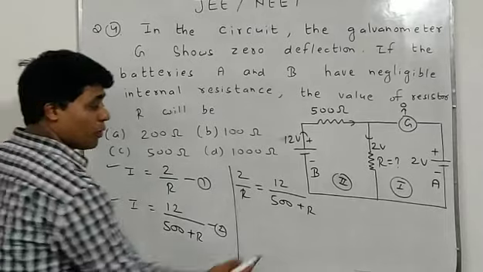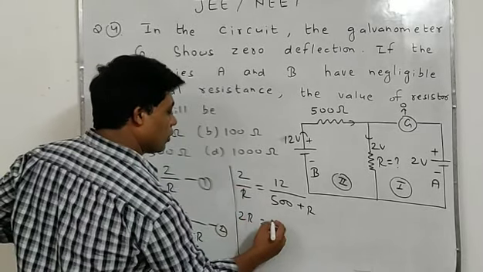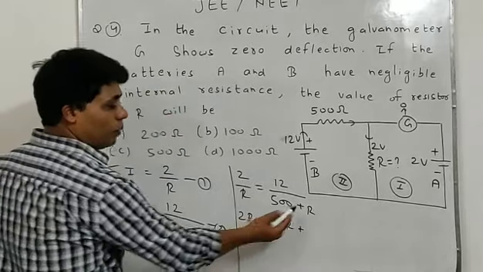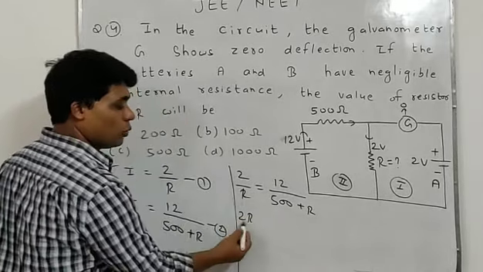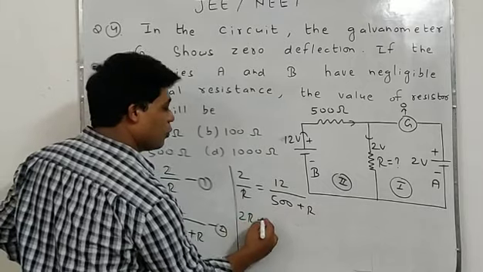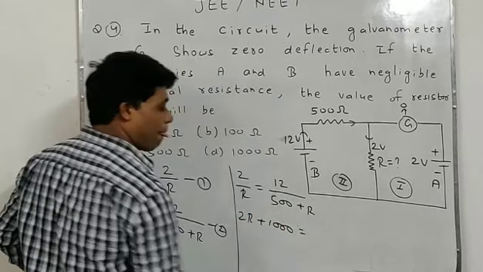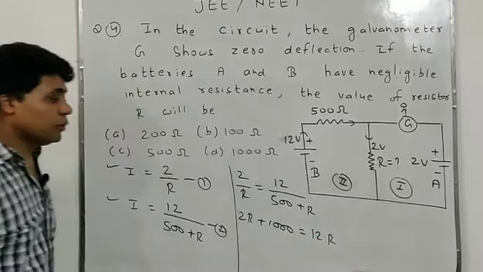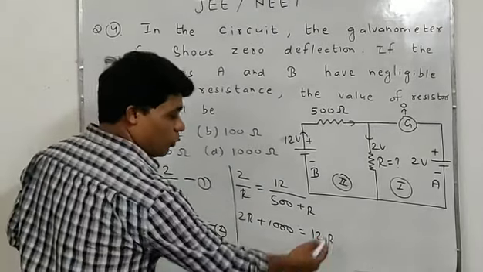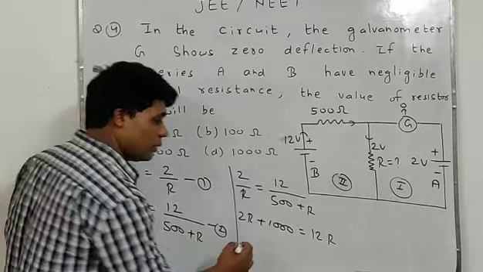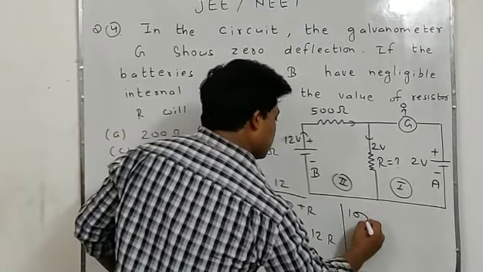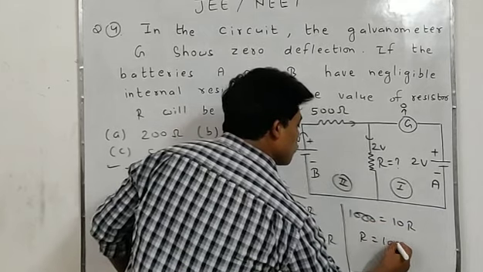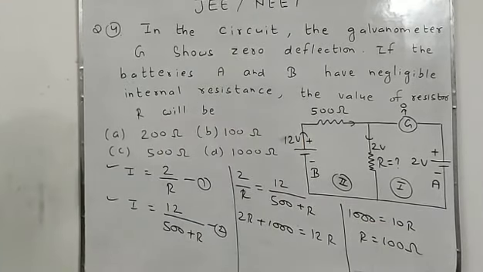Now cross multiply. R into 12, that becomes 12R. Look, students, R into 2, 2R, and 2 into 500, that becomes 1000. Transfer 2R to the other side: 12R minus 2R, 1000 equals 10R. 0 and 0 cancel out, so we get 100 ohm.